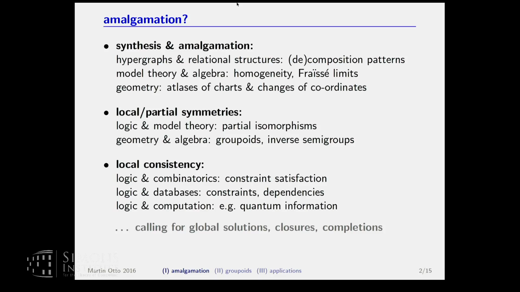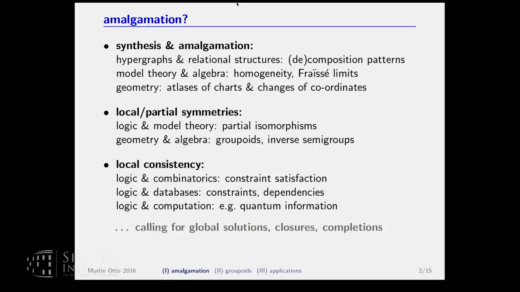So this occurs in many areas, I would say, and I'm just trying to give a very rough idea of where it could occur. I mean, synthesis and amalgamation tasks occur in hypergraphs and relational structures, in all kinds of decomposition or composition tasks. In model theory, you have homogeneity aspects that have to do with amalgamation, as many of you may know. In geometry and combinatorial geometry, or also classical differential geometry, you may think of atlases and charts, where this fusion is really to glue together and bring together these local views in order to give a picture of the overall object, the entire manifold, say.